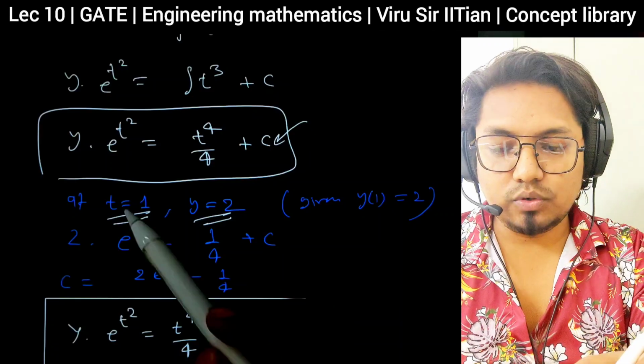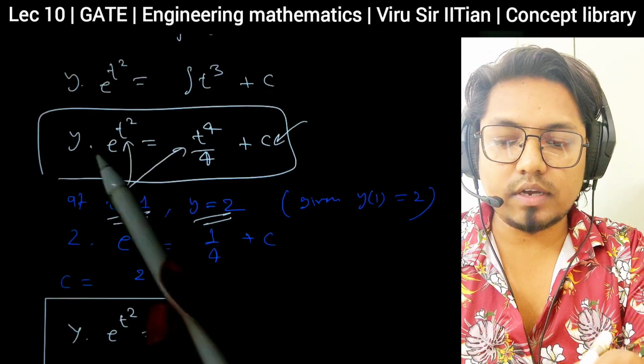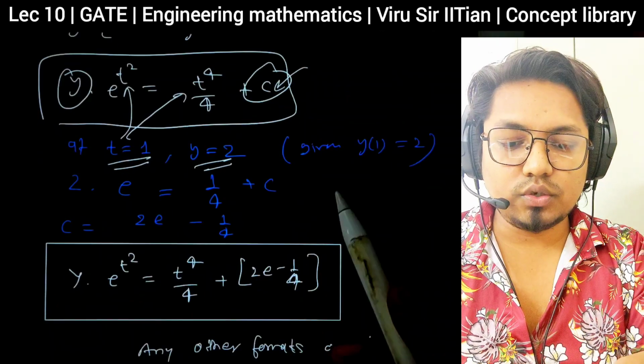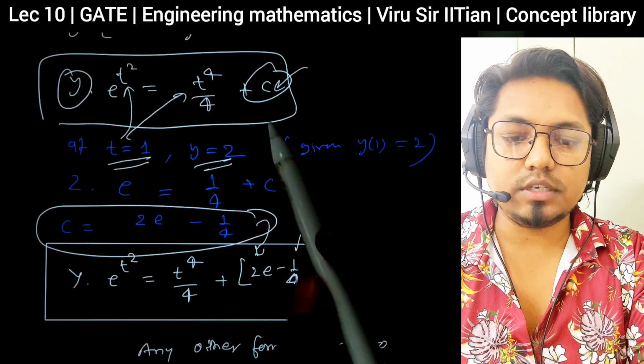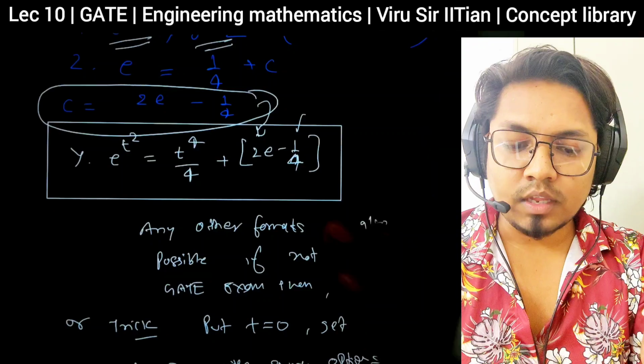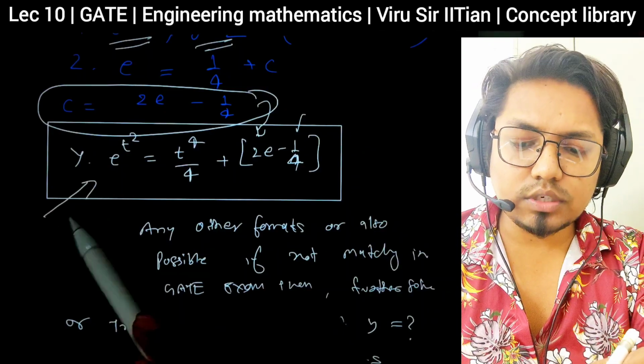With this, substitute the values: t is equal to 1 here, y is equal to 2 here, and get the c value. So you got this as the c value. This c value you substitute here again. That's all. This became your solution.